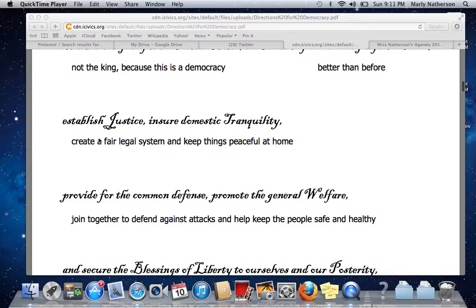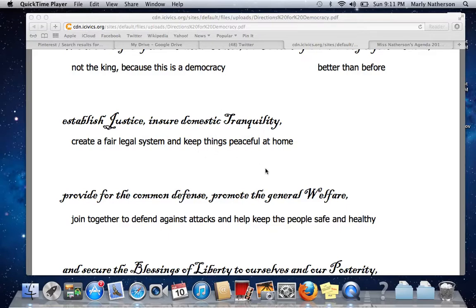The first thing is we're going to establish justice, which just means that we're going to create a fair legal system, a fair system of what happens when someone does something wrong. We're going to ensure domestic tranquility. Remember, domestic means at home, and tranquility is like a word for peaceful. So we're going to keep things peaceful at home.